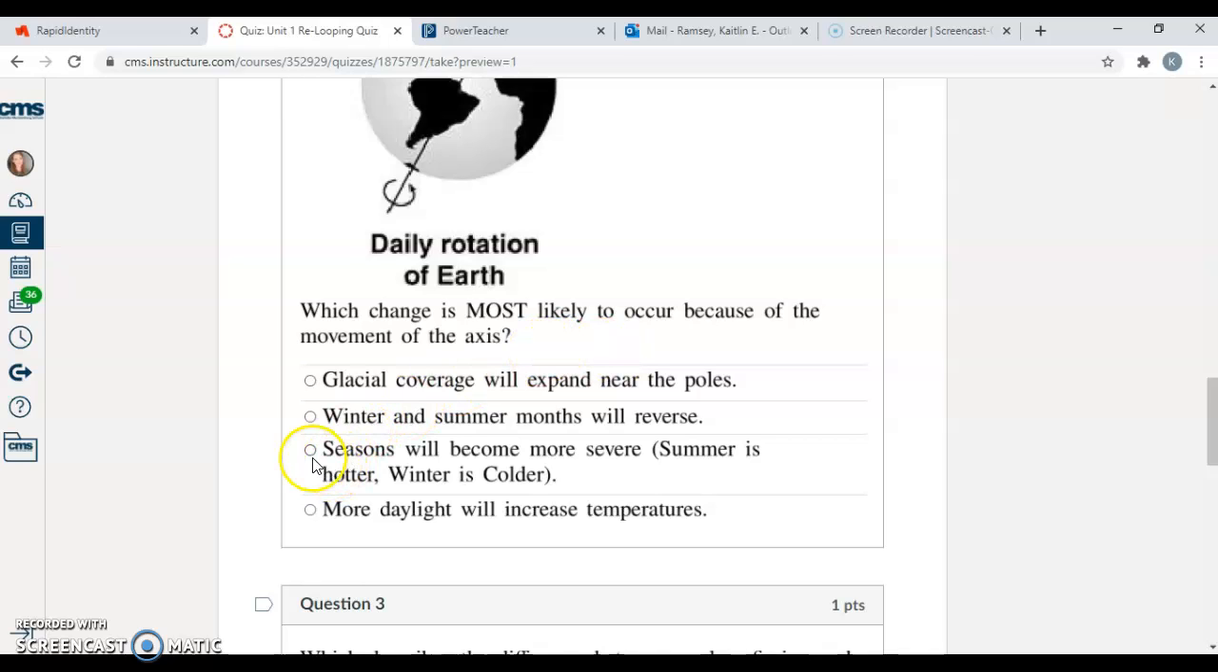All right, so we should have chosen seasons will become more severe. Summer is hotter, winter is colder, because again, that nutation is the wobble of the Earth on its axis. It's just the movement back and forth, making it more prominently tilted either towards or away from the sun, meaning that we could have more intense summers or colder winters.